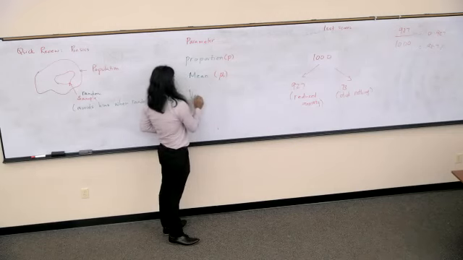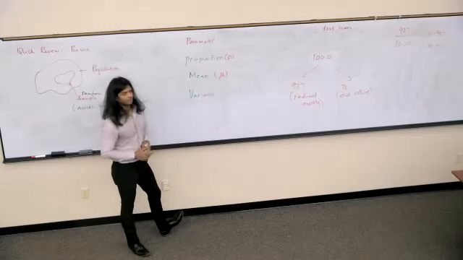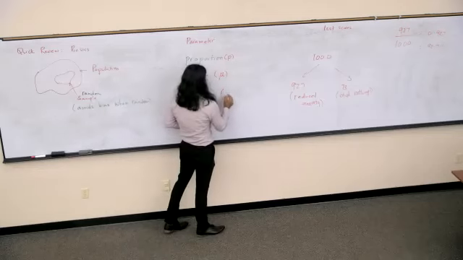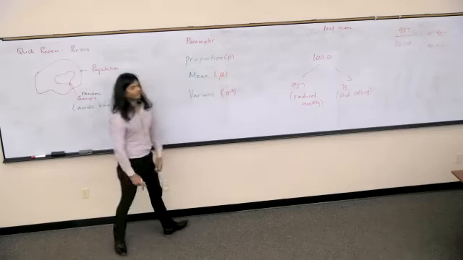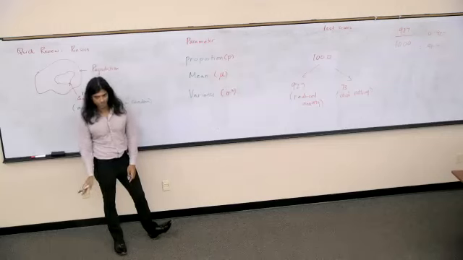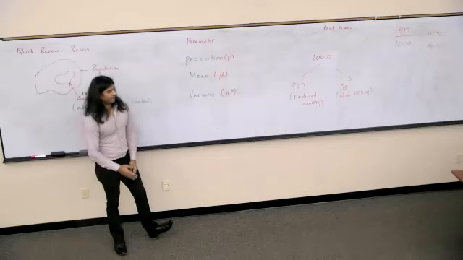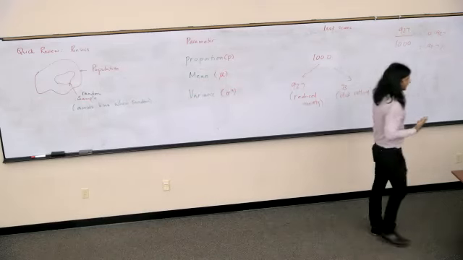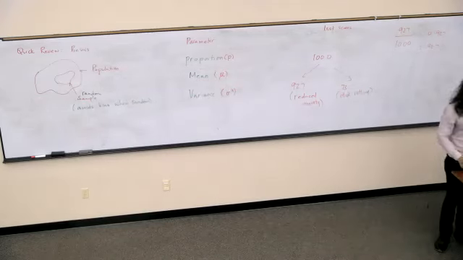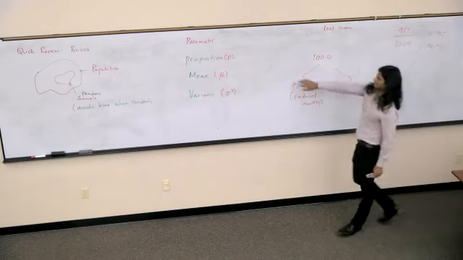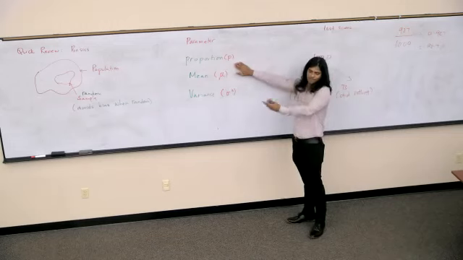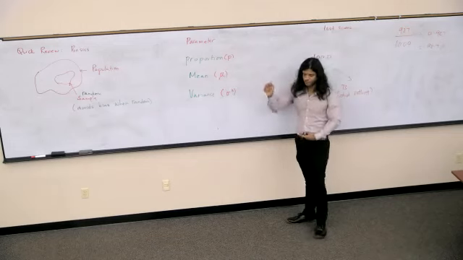Next one. Variance. Variance is used to study variability, and that is denoted by sigma squared. All of these are notations that we use to explain a parameter. But the parameter belongs to the population.